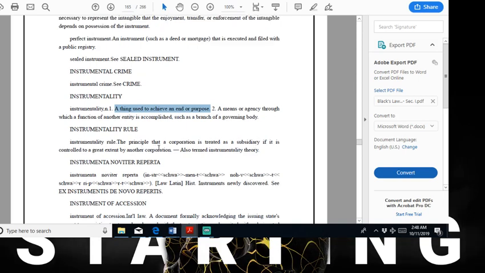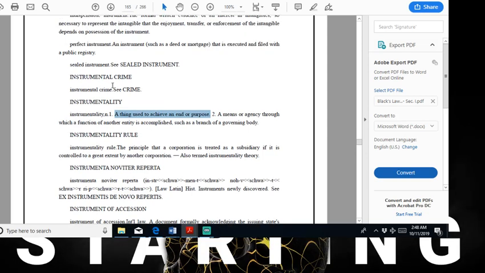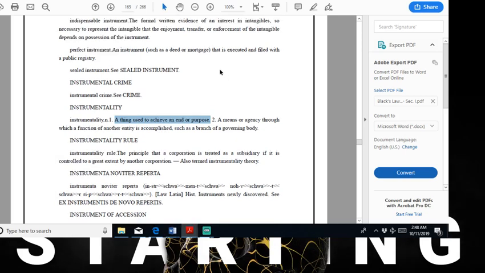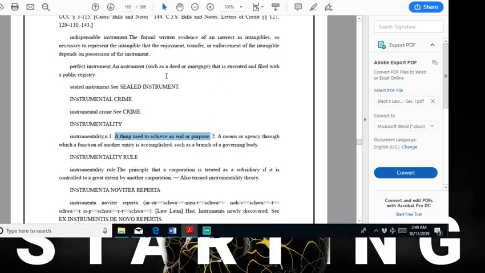The principle that a corporation is treated as a subsidiary if it is controlled to a great extent by another corporation. So I'm just showing you how all of this works. Perfect instrument. An instrument that is executed and filed with a public registry.